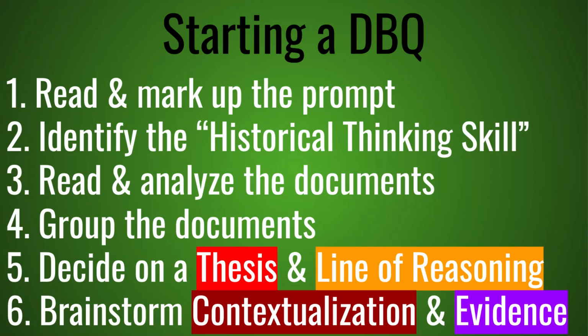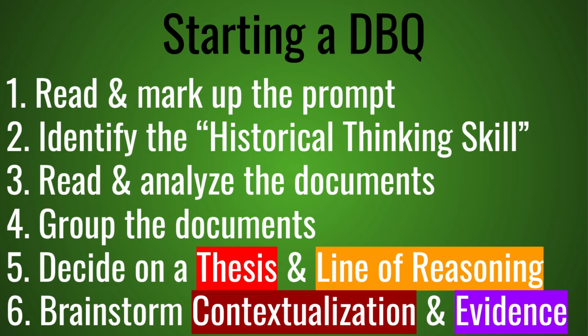Now, we're still not done preparing. So we've read and marked up the prompt. We identified a historical thinking skill. We read and analyzed the documents. We grouped those documents. Now that we've actually looked at the evidence, it's time to decide on a thesis and line of reasoning. So which way do we want to lean when we take a stand that is decisive but not extreme? And also, as we're doing that, we need to do a little bit of brainstorming, not as much as the LEQ, but some we have to do.